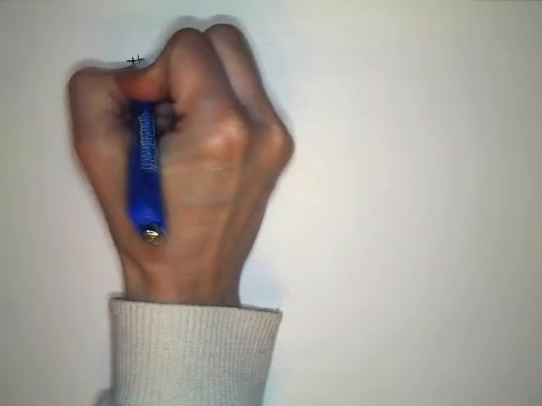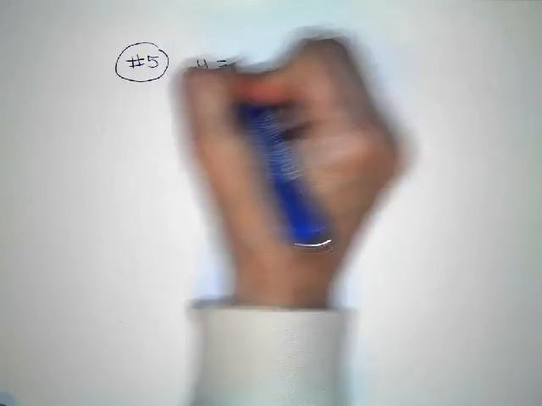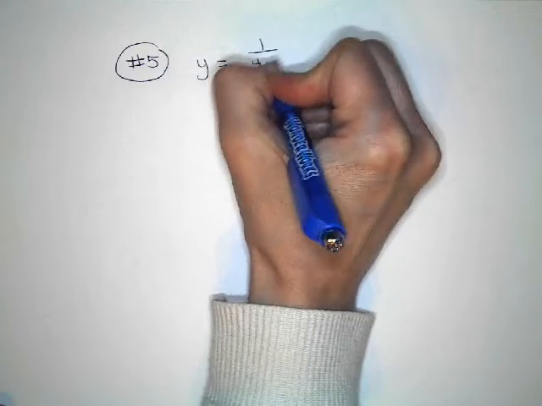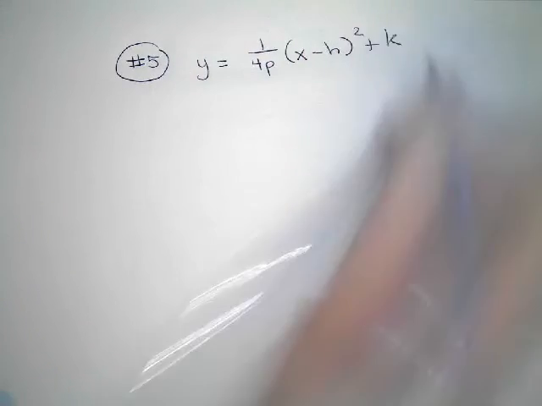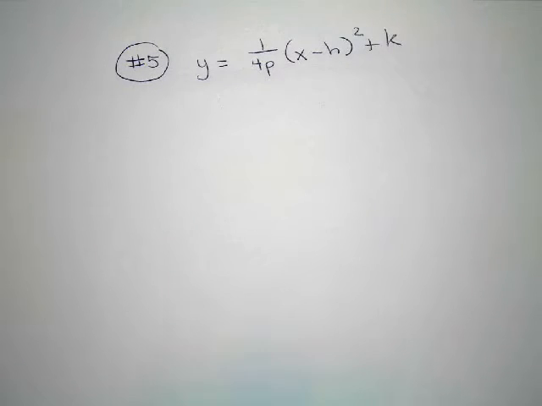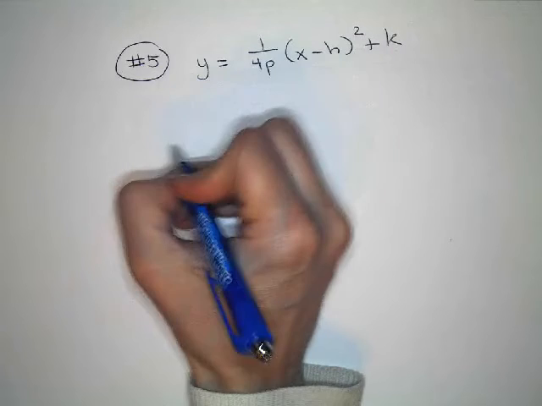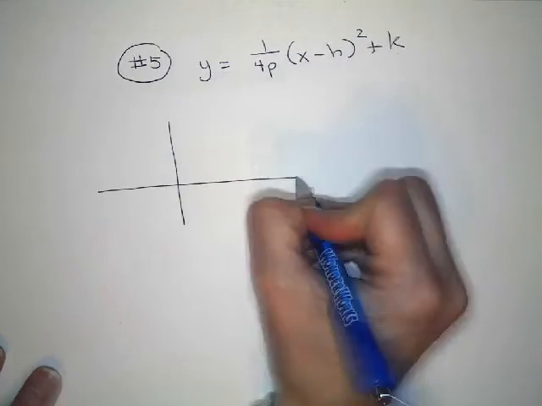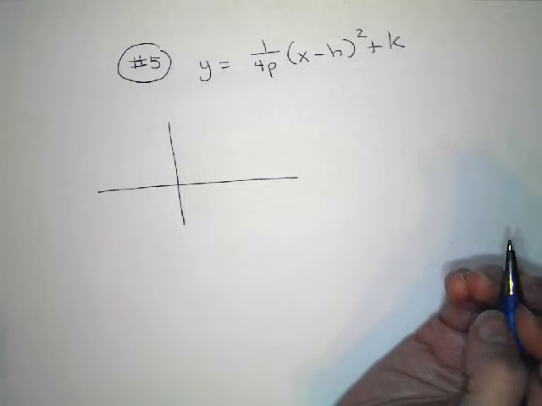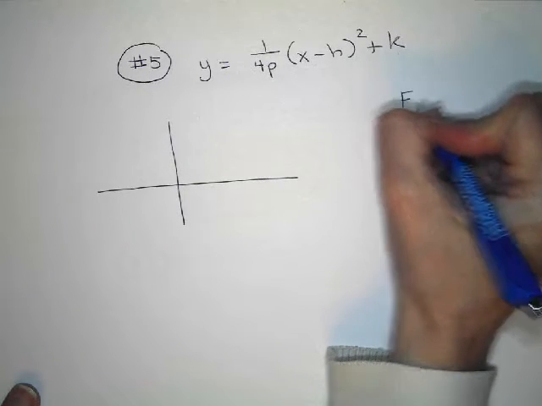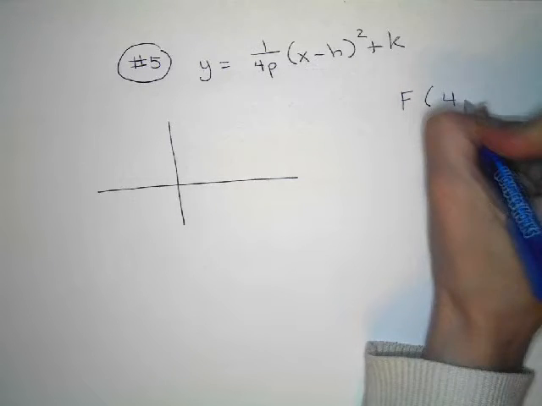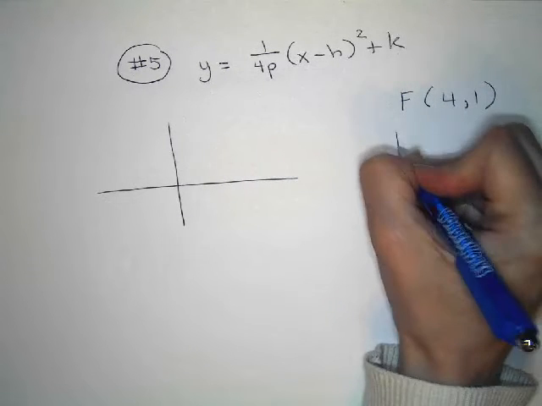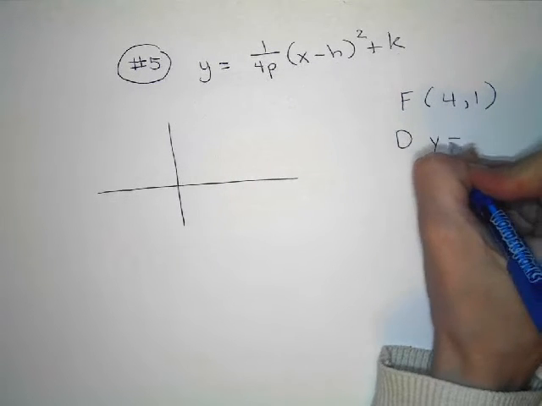Number 5 is focus and directrix. So with focus and directrix, we have this formula that we memorized once upon a time. All right, what are the parts and pieces of this formula? H and K, that is going to be my vertex. Well, first, I guess we should talk about our objects. We have a focus at 4, 1, and our directrix is y equals -3.